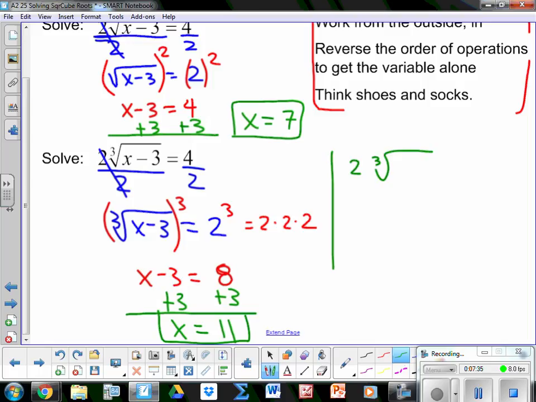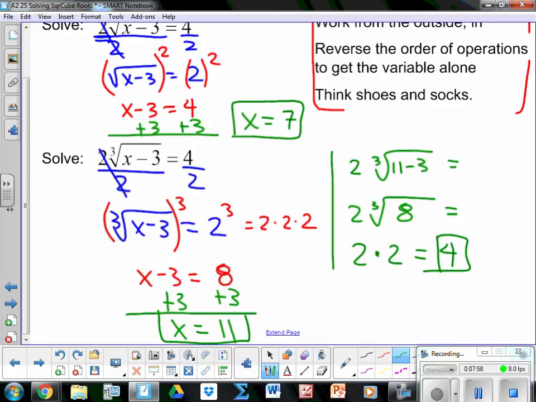Now again, let's just take a hot second and check this. 2 times the cube root of 11 minus 3 equals 4. Well, 11 minus 3 is 8. I'm supposed to do stuff on the inside first. Well, we're hoping it's equal to 4. How about that? Okay, and then the cube root of 8 is saying what was cubed. So in other words, what times itself is 8, and shockingly enough, that happens to be 2. And 2 times 2 is 4. And that's what we had in the original equation, so yep, that worked.